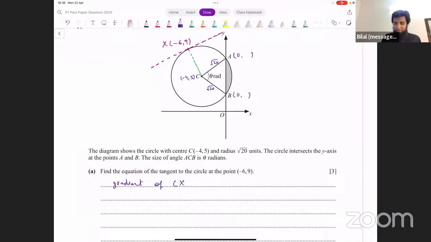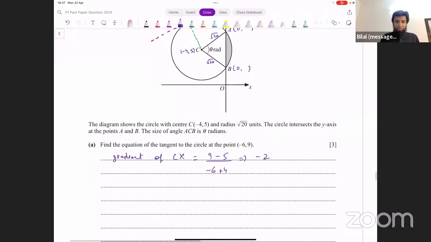Gradient of cx, what would that be? 9 minus 5 divided by minus 6 minus 4. That becomes minus 6 plus 4. What's this gradient? 4 divided by minus 2. That's minus 2. That's the gradient of cx.